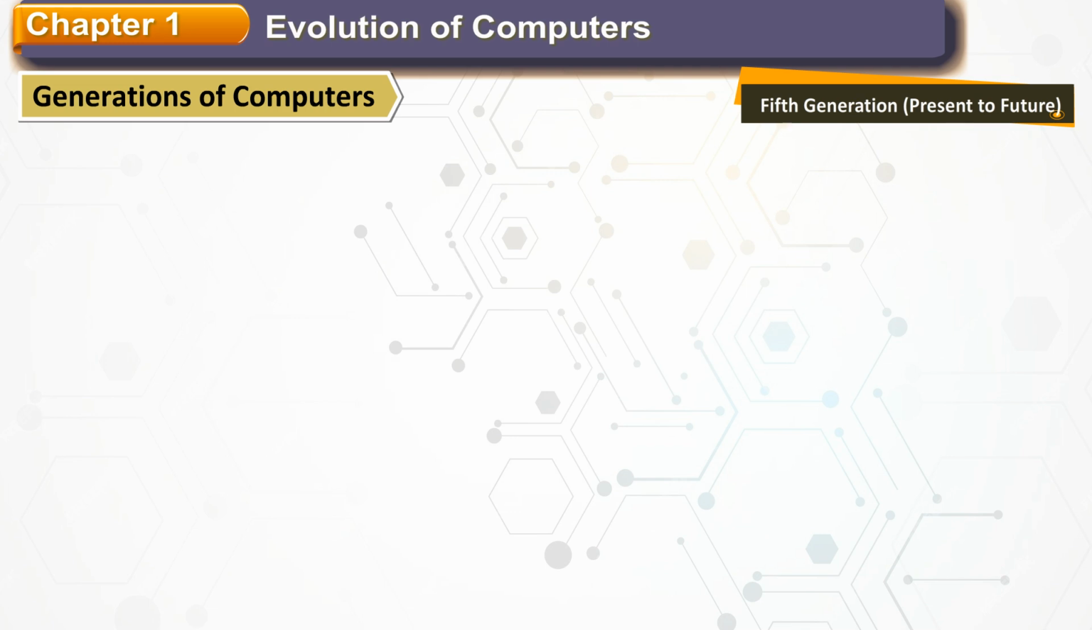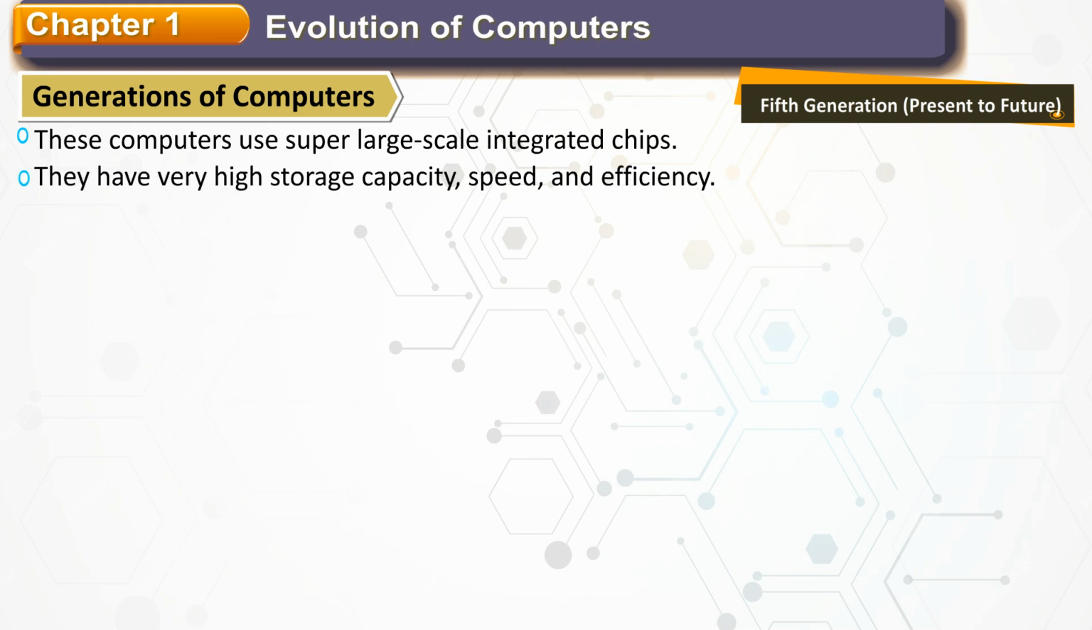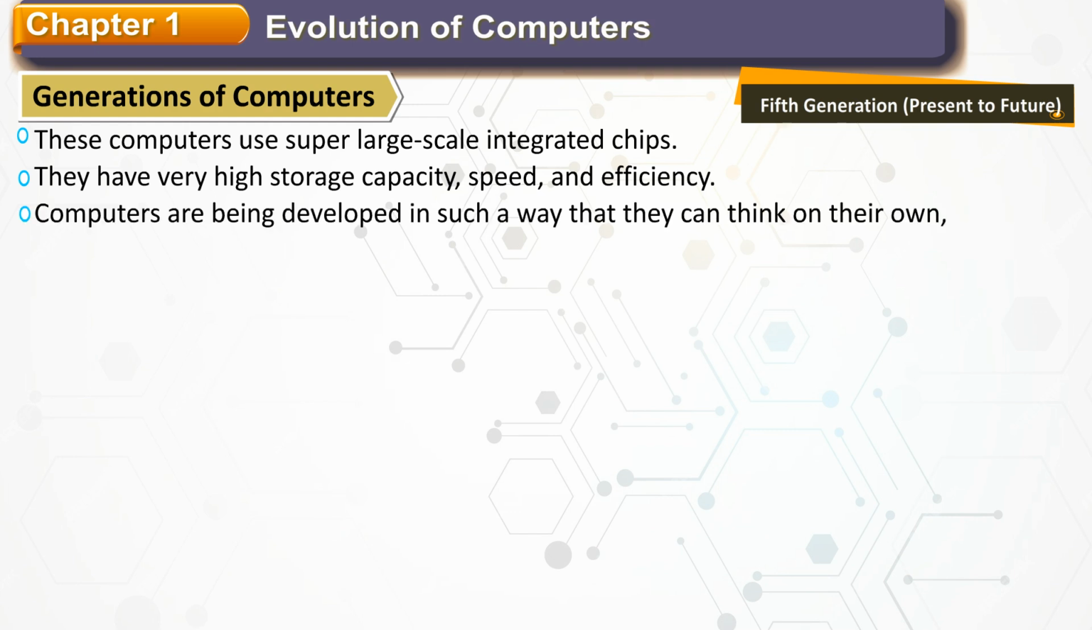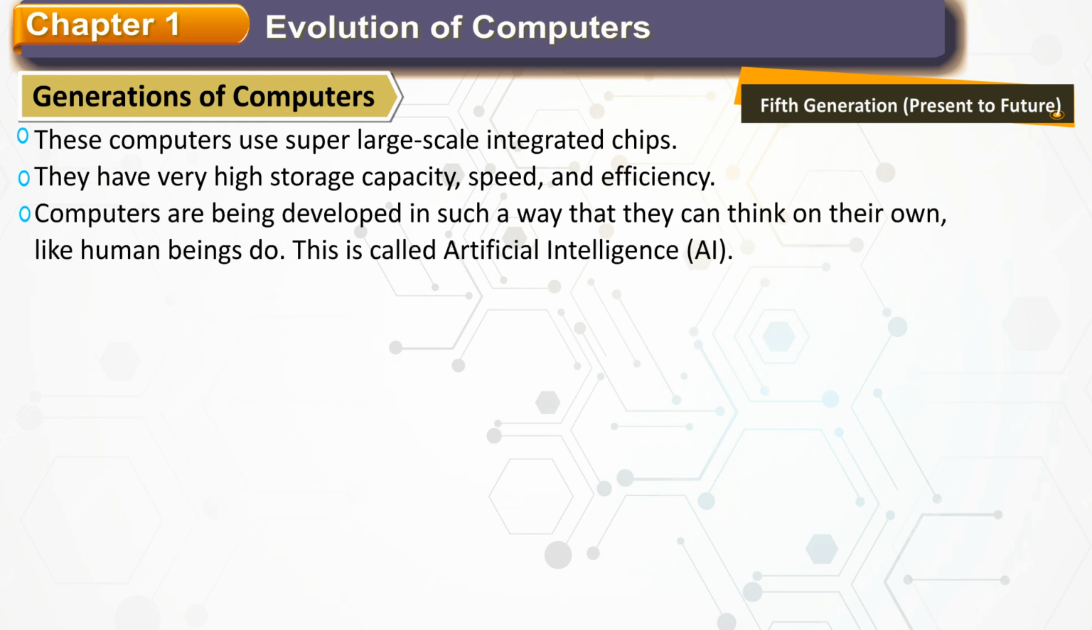Fifth generation, present to future. These computers use super large-scale integrated chips. They have very high storage capacity, speed, and efficiency. Computers are being developed in such a way that they can think on their own, like human beings do. This is called artificial intelligence, AI.